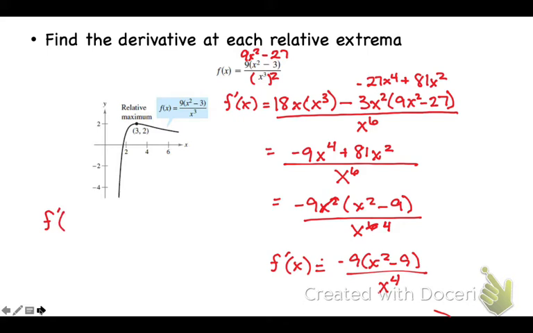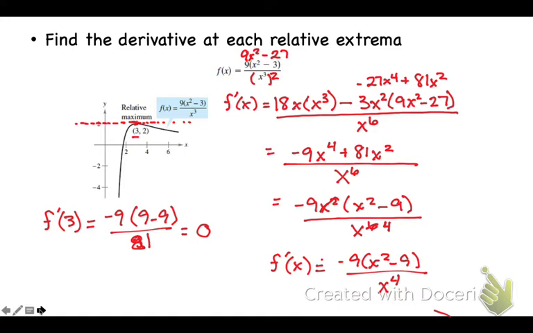Just 3. There's no 2. There's no y in there, but if there was, we would plug it in. So 3. So we have negative 9 times 9 minus 9 over 81. So my numerator is all just what? 0. So the whole thing is what? 0. So the slope right here at this point of this line is what? 0. So that means it is a horizontal line.